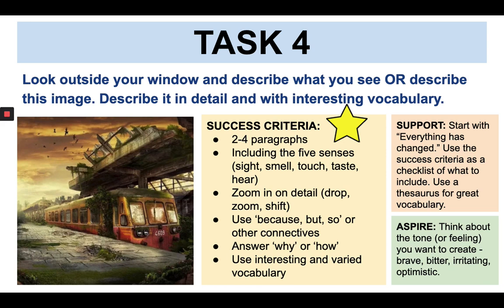So think about all the things you've learned in this lesson, avoiding the repetition of the same word, using more specific verbs, okay, building up detail, using ambitious and interesting vocabulary. Those are things that we're working on. So your success criteria is listed there. Aim to write 2 to 4 paragraphs. Include the 5 senses. Try that drop, zoom, shift technique. Use because, but, or so, or other connectives perhaps to extend those ideas.